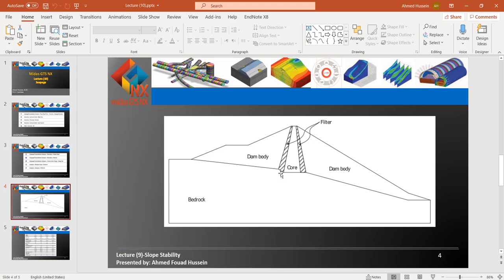So we start to define the coefficient of permeability and the water content for this, because there could be a negative pore water pressure coming from this lower part. So we consider a coefficient of permeability for this unsaturated part of the soil, either in the dam, in the filter, or in the core.